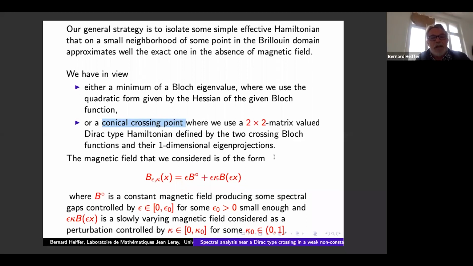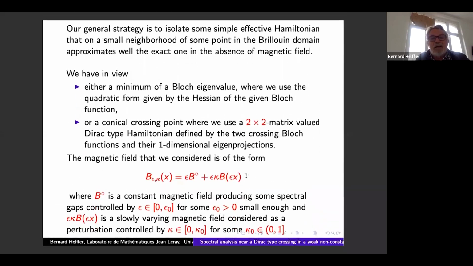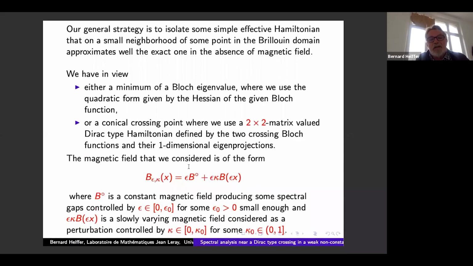Now, to present the assumptions under which we are working, we will take a magnetic field which has the form epsilon B naught, where B naught is constant. And then we add some other perturbation, which is measured by kappa. And so this is a non-constant perturbation. And we want to analyze how this perturbation is changing the spectrum that we can observe.